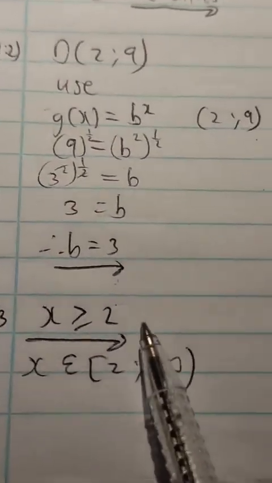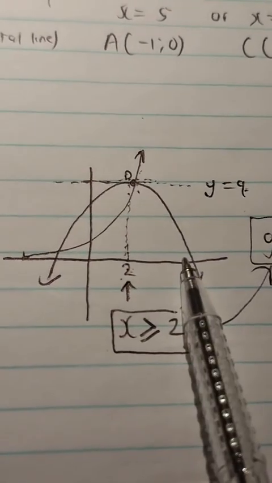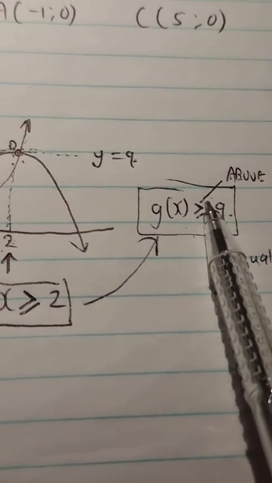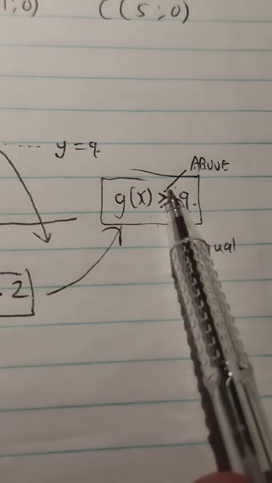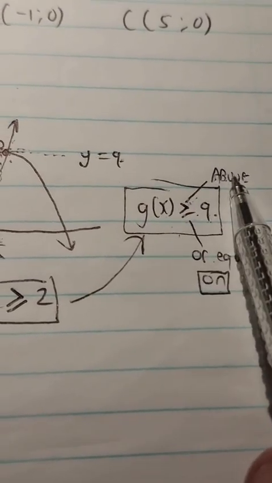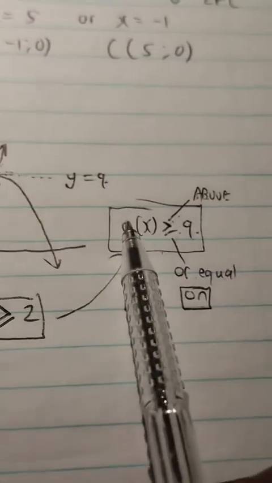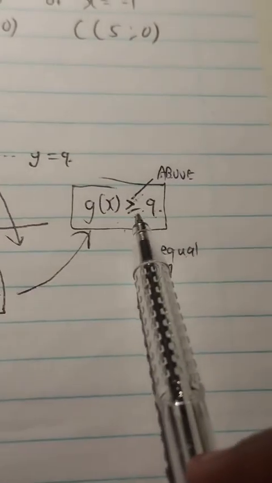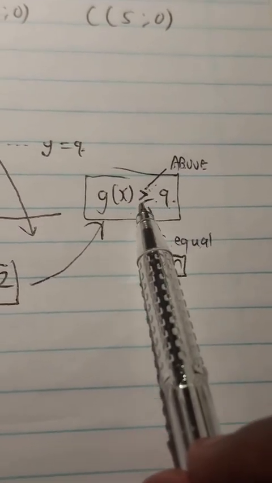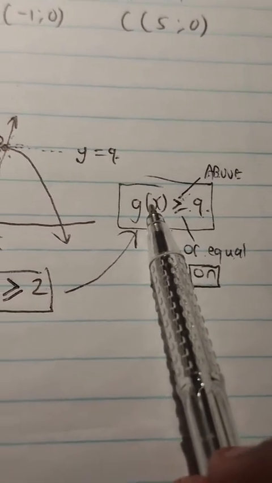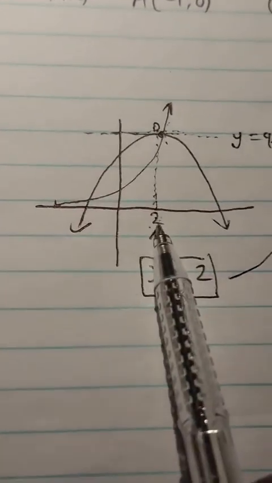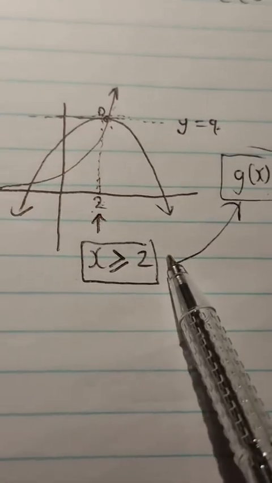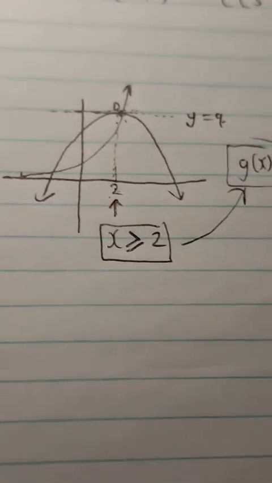Now imagine if Khoitziona says x is greater than 2 alone. It means he is not accommodating equal to 9. Khoitzion is only accommodating greater than 9, meaning above the 9. Yes, the function g of x is above 9 when x is greater than 2. But what Khoitzion is missing out on is indicating where the function g of x is equal to 9. It is equal to 9 when x is equal to 2. So we must also factor that in. If the answer is x is greater than 2, it's incomplete.